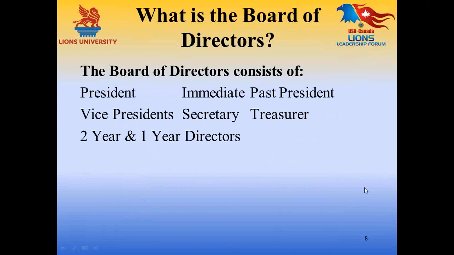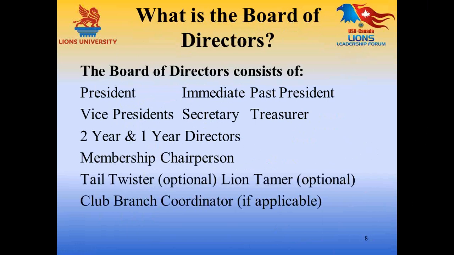The membership chairperson also sits on the board. And then we have the tail twister and the lion tamer, which are optional positions. And LCI did that a few years ago. And I know a lot of the smaller clubs particularly have eliminated them from the boards because it's a lot easier to get a quorum if you don't have those 2 extra people there. And then there's one more. If you have a club branch, the coordinator is also a member of your board of directors.